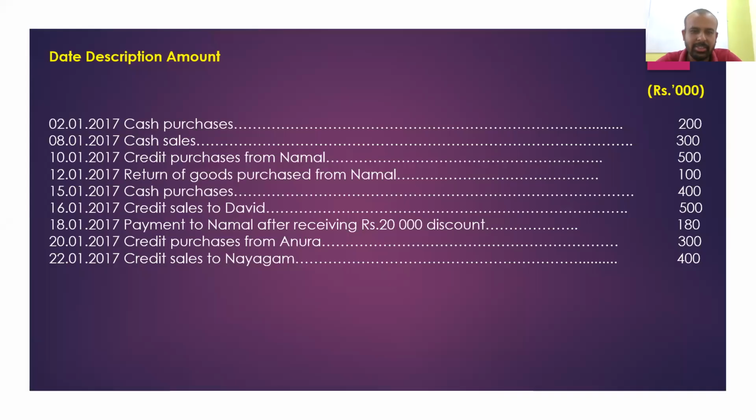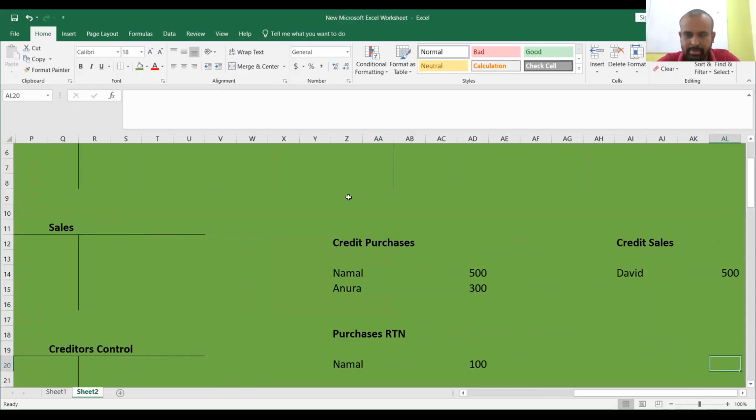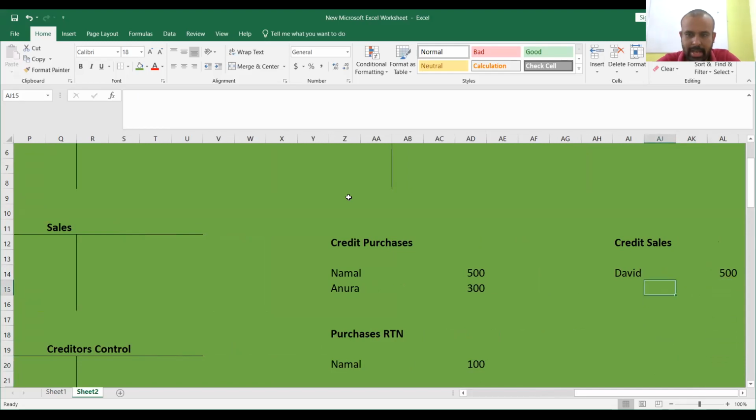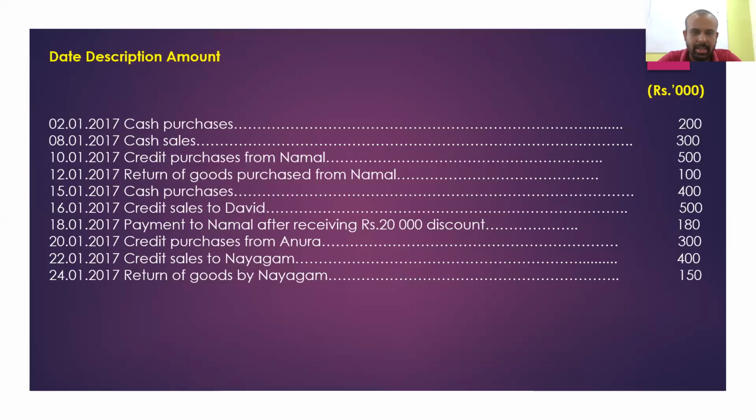Then credit sales to Nayagam, 400. What next? Credit sales. You can't record in the receipts journal.